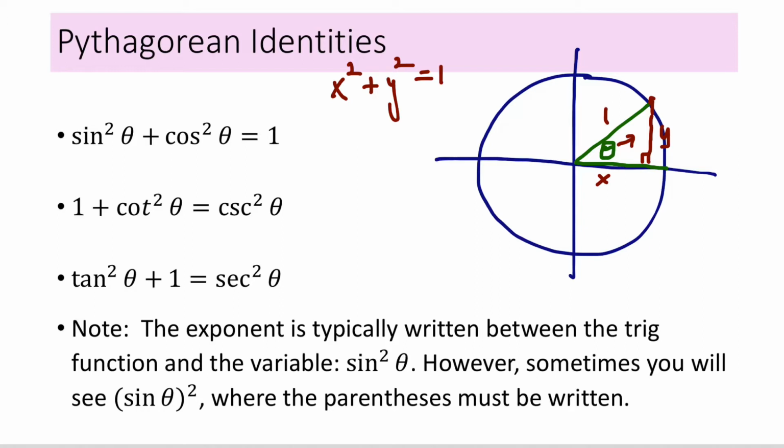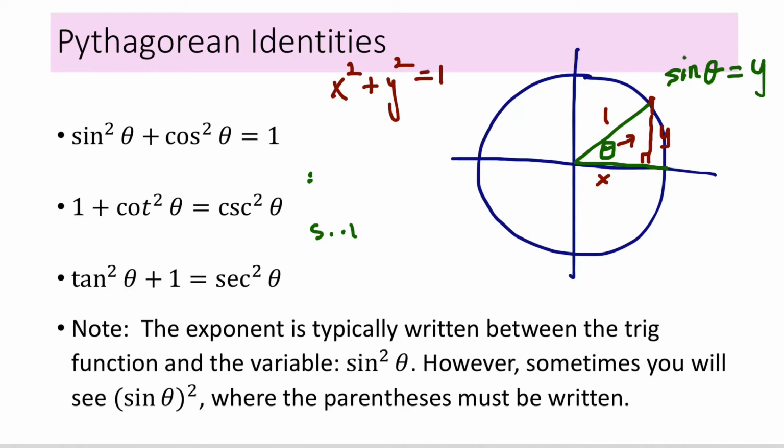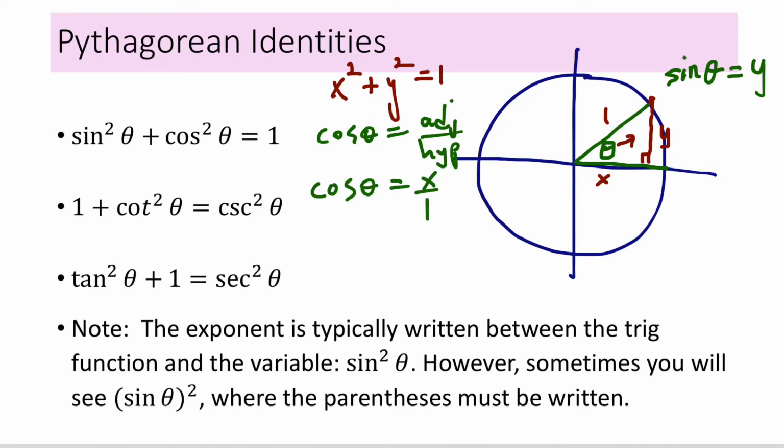Next, we can say that the sine of the angle theta is equal to the opposite side over the hypotenuse. So in that triangle, the sine of theta is equal to y over 1, so the sine of theta is equal to y. Now let's talk about the cosine. The cosine of theta is equal to the adjacent side over the hypotenuse. So the cosine of theta is equal to x over 1, or the cosine of theta is equal to x.